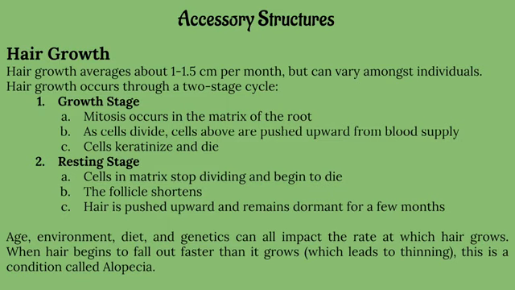Different factors can influence hair growth, such as environment, genetics, diet, or age. For instance, hair growth can begin to slow down as a person gets up in age. Now, when hair begins to fall out faster than it grows, this is a condition called alopecia.